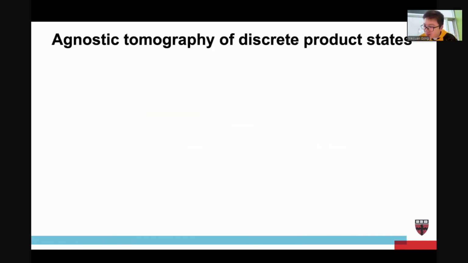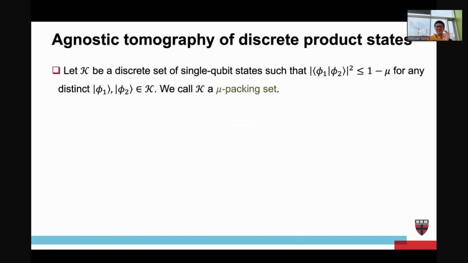Okay, I guess I'm running out of time, so we can roughly skip the agnostic learning for discrete product states, or maybe just very briefly talk about the results. So we show that this stabilizer bootstrapping strategy also works for agnostic tomography of other classes of states. One example is the so-called discrete product state. Discrete product state means that for every qubit, we consider a discrete set K, such that any 2 distinct elements in this K have fidelity at most 1 minus mu. And we call such K a mu packing set.